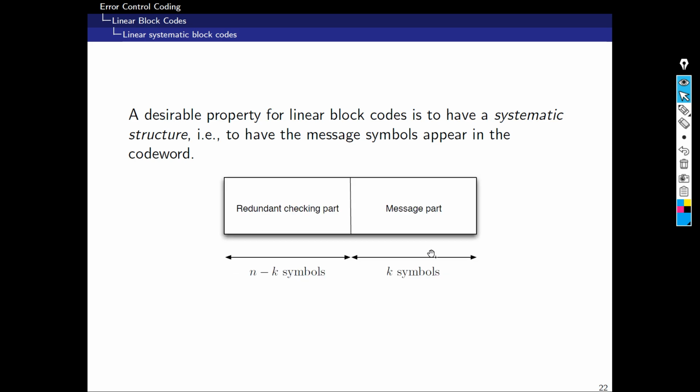So you will get something like this. The message part will be in a certain position, on a certain side of your packet, and the redundant checking part, we sometimes call it the parity part, on the other side of your packet. Usually it's at the beginning of your packet. So you have K symbols, K bits, and the remaining parts of the packet are for the checking part.